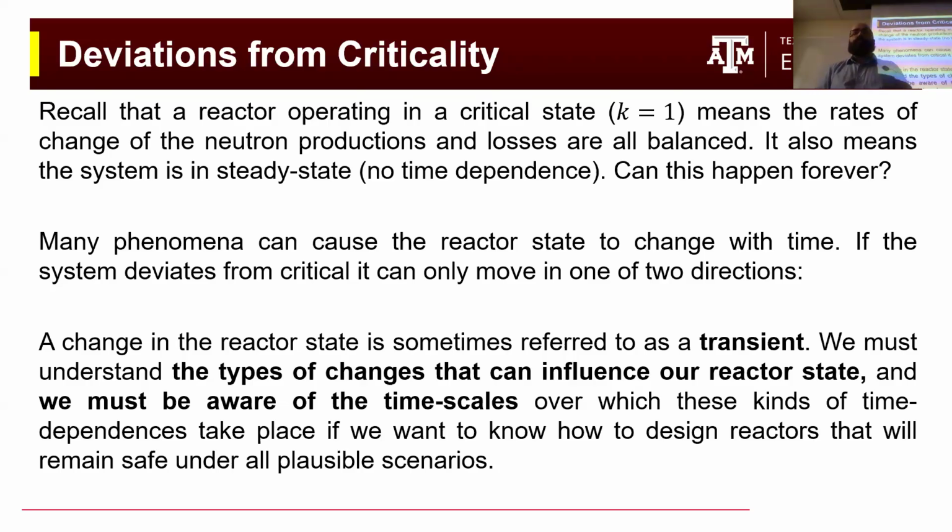So if our reactor is initially critical, we know that all of the production and loss rates of our neutron population are balanced. And that means that the system is in steady state. Can a reactor be in that kind of configuration forever? Can it stay critical forever? No, right? And what are some reasons that the reactor might change from a critical state?